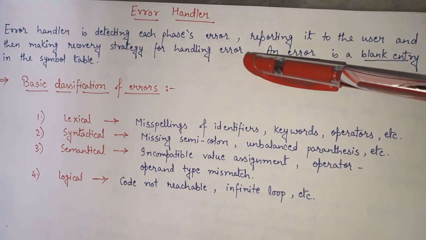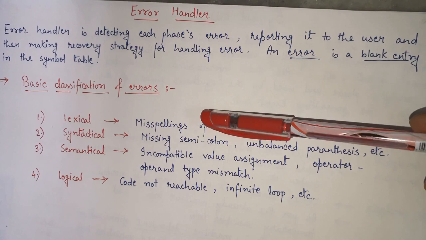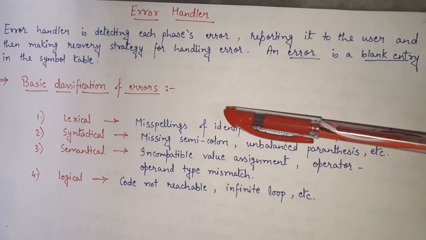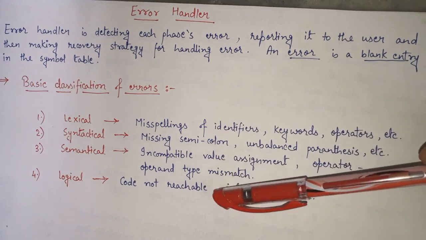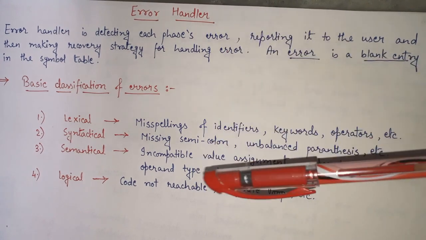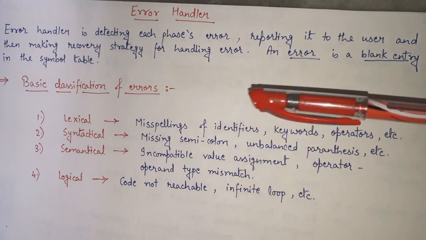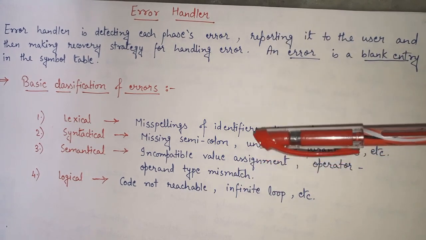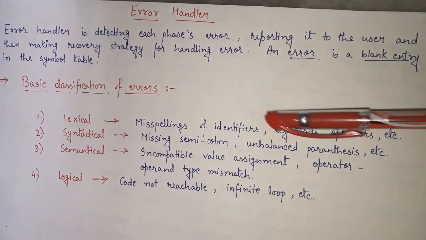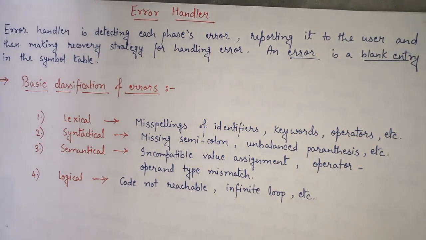This is about the error handler. So these different types of error can occur in any of the phases of the compiler, and in case any of the phases of the compiler gives any such error, the error handler will detect such error, report it to the user, and it is also capable of making a recovery strategy, whatever is possible, for handling these kinds of errors. Fine, this is all about the error handler.